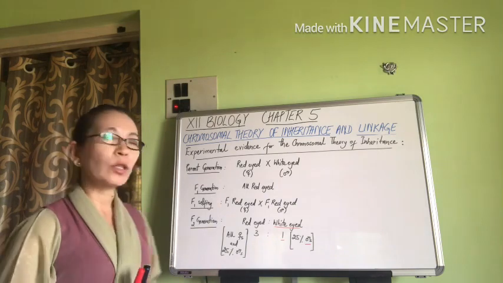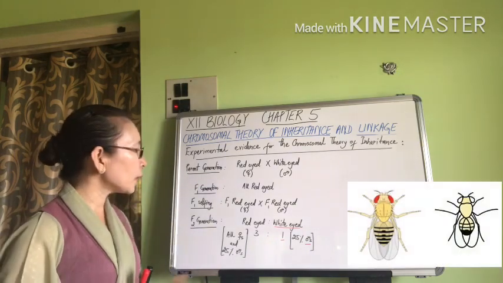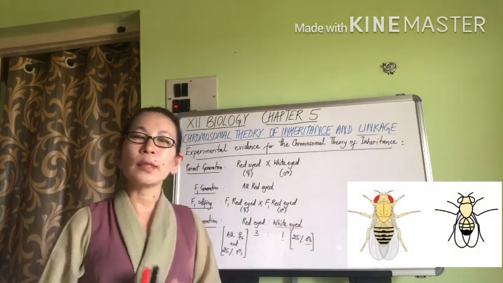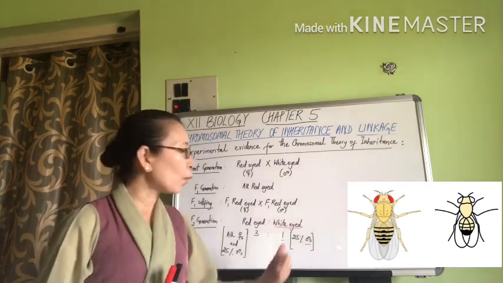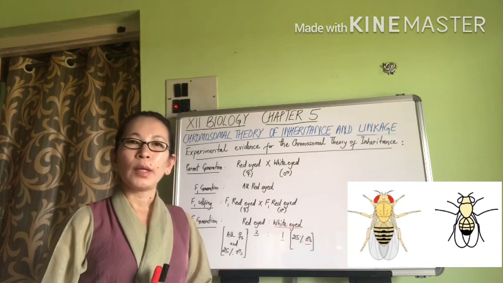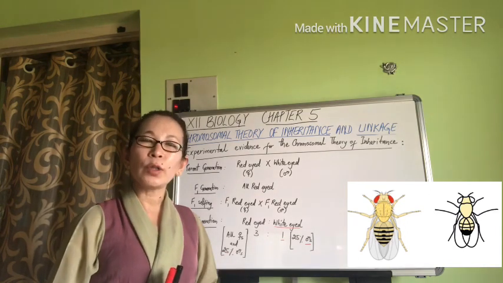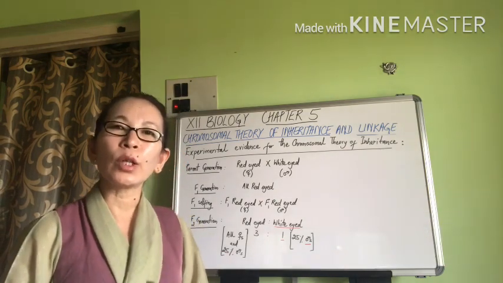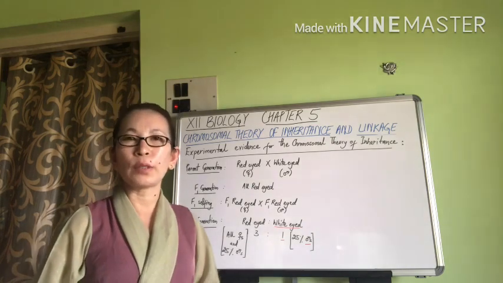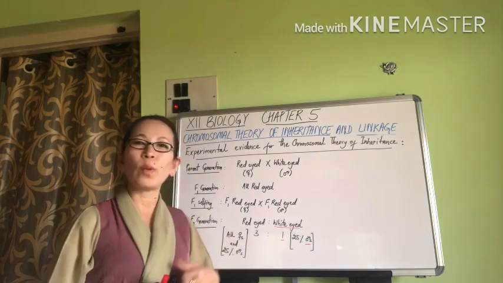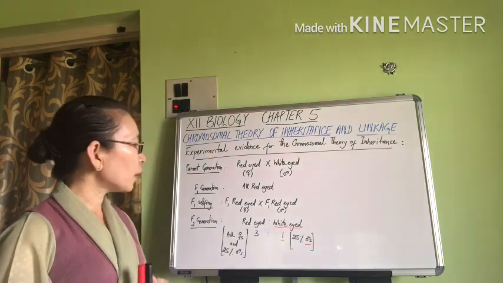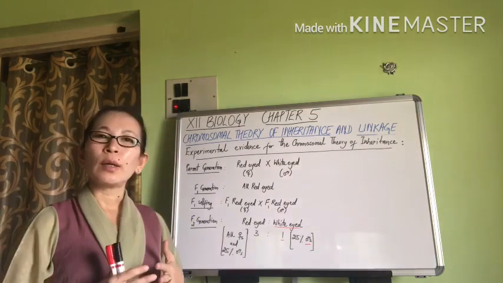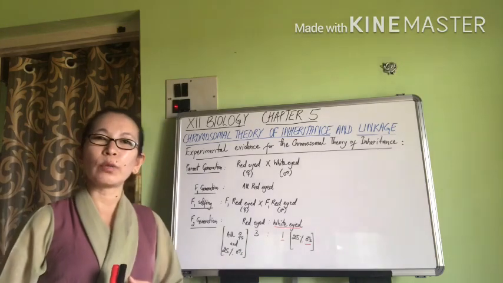In the F2 generation, Morgan observed that 3/4 of the F2 flies had red eye coloration and 1/4 of the F2 flies had white eye coloration. This F2 phenotypic result was very consistent with the Mendelian monohybrid ratio of 3:1. However, Morgan was surprised to find a strange result in his F2 generation.